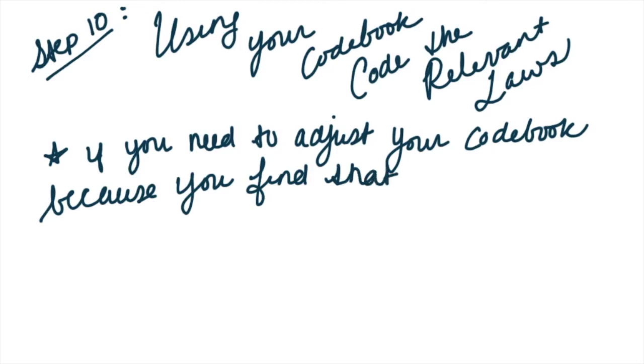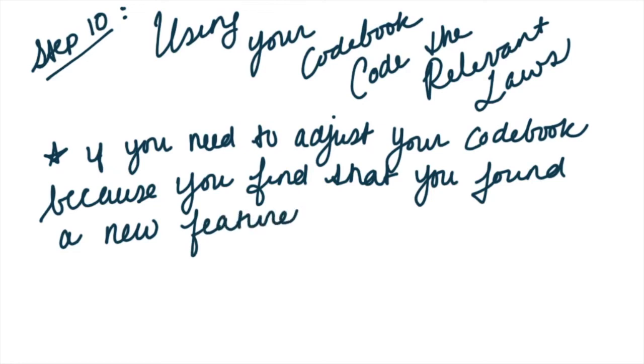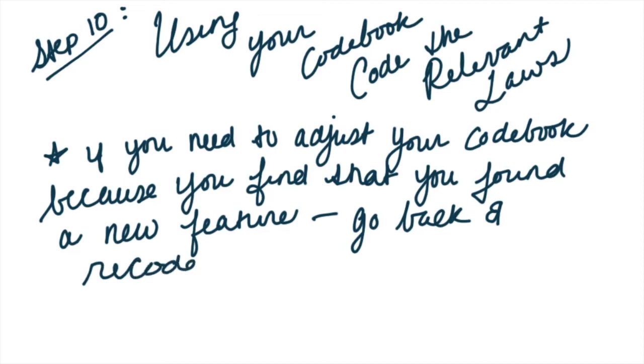Now, you may need to adjust your code book because you find that there is a new feature that you did not put into your code book. If you do that, that's fine. This is an iterative process. But when you have to adjust your code book, you have to go back and recode all of the laws that you have previously coded to make sure that that new code isn't there.